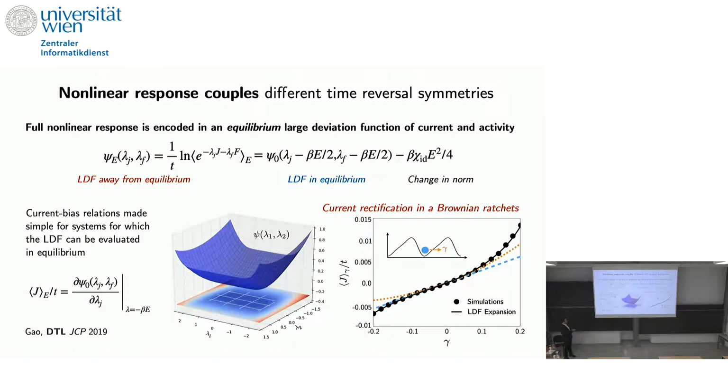It looks like this in the space of the current counting parameter and the activity counting parameter. And by evaluating that large deviation function at a particular symmetry point, so when both of those counting variables are equal to minus beta times the applied field, I can get the whole current voltage relationship. And these are all exact statements, so not surprisingly, this agrees exactly with numerical results where you measure the current directly, right? Which is easy to do in this system, more difficult in the molecular systems. Okay, so this is the framework we're going to use.